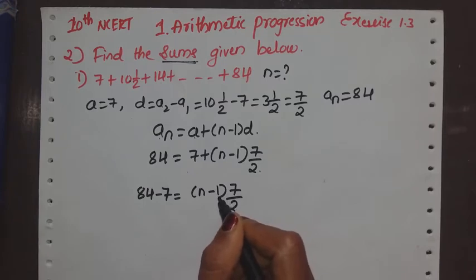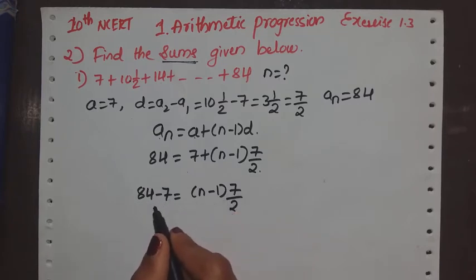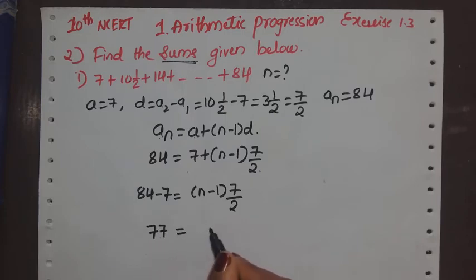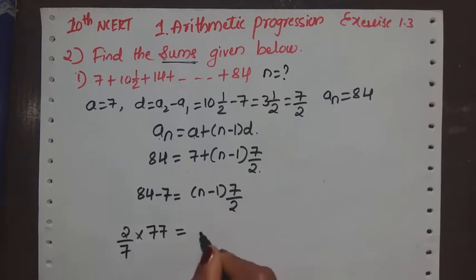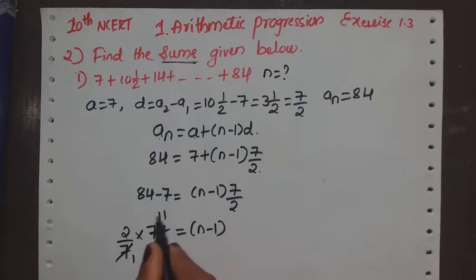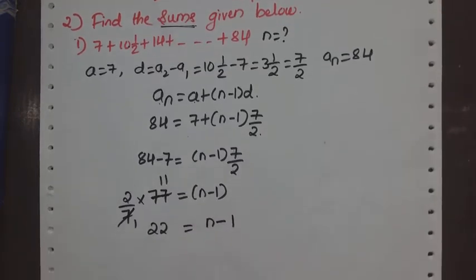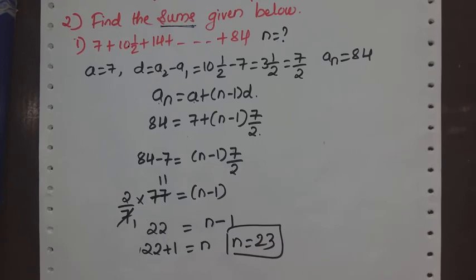Yes, on subtracting 84 minus 7 is equals to 77 equals to 7 by 2 into n minus 1. Here it becomes 2 by 7. 11 twos are 22 equals to n minus 1. Yes, here it is equals to 22 plus 1 equals to n. So n here, number of terms are 23. So we have number of terms. Then we need to find out the sum.